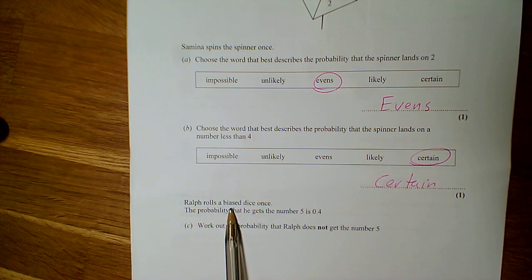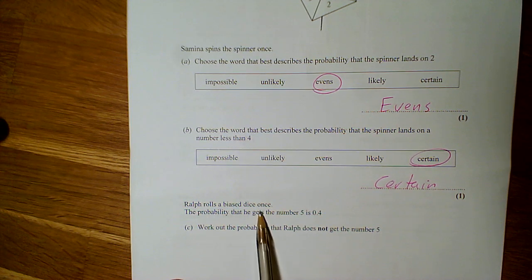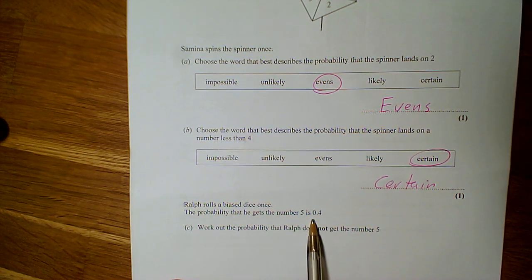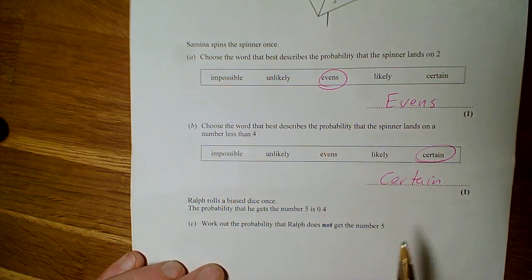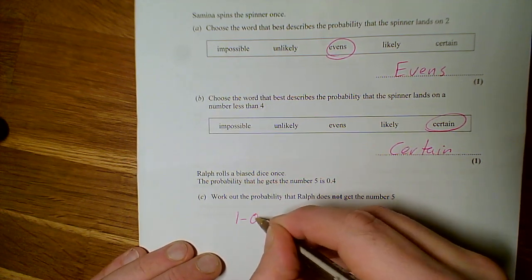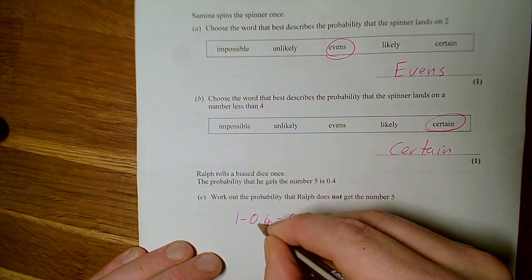Right, biased dice. That means a normal dice has got a 1 in 6 chance of landing on everything. This time it's got a 0.4 chance or a 40% chance of landing on this. All the probabilities add up to 1. So all we've got to do here is 1 take away 0.4, which gets us 0.6.